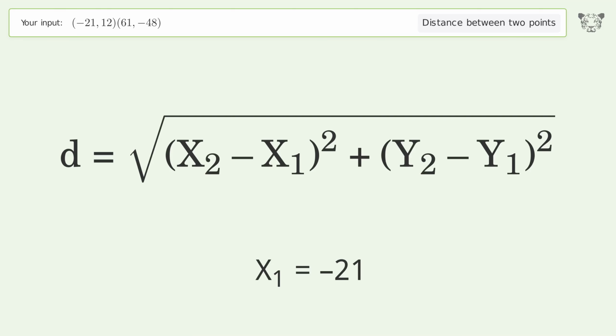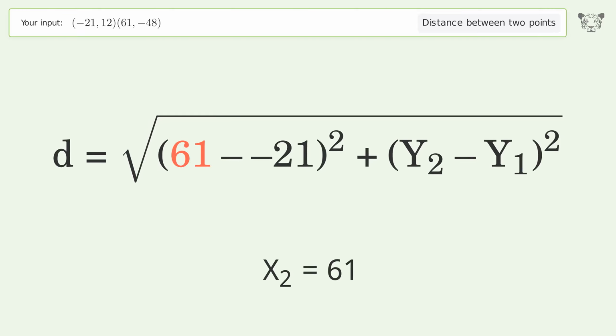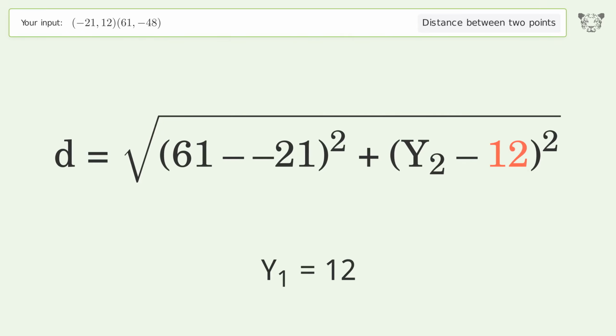x1 equals -21. x2 equals 61. y1 equals 12. y2 equals -48.